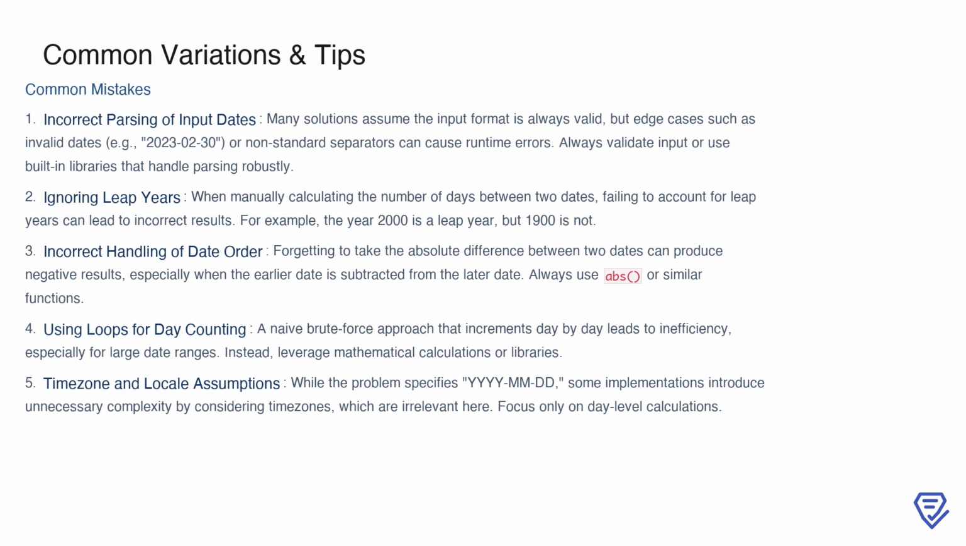Additionally, the order of the dates matters. If you subtract an earlier date from a later one without taking the absolute difference, you could end up with negative results. Always use a function like abs to ensure correctness. Another inefficiency arises when using loops to count days incrementally. This brute force approach can become computationally expensive, especially for large date ranges. Instead, use mathematical calculations or libraries for faster solutions.